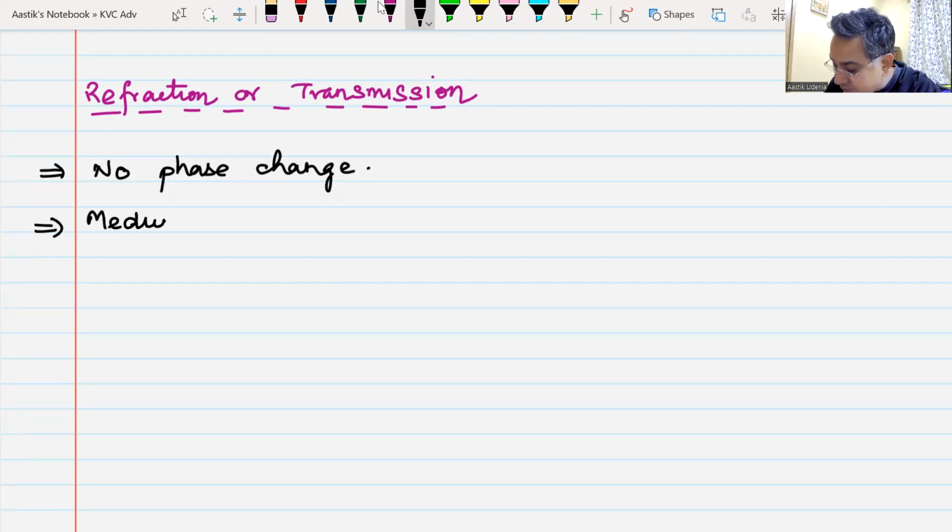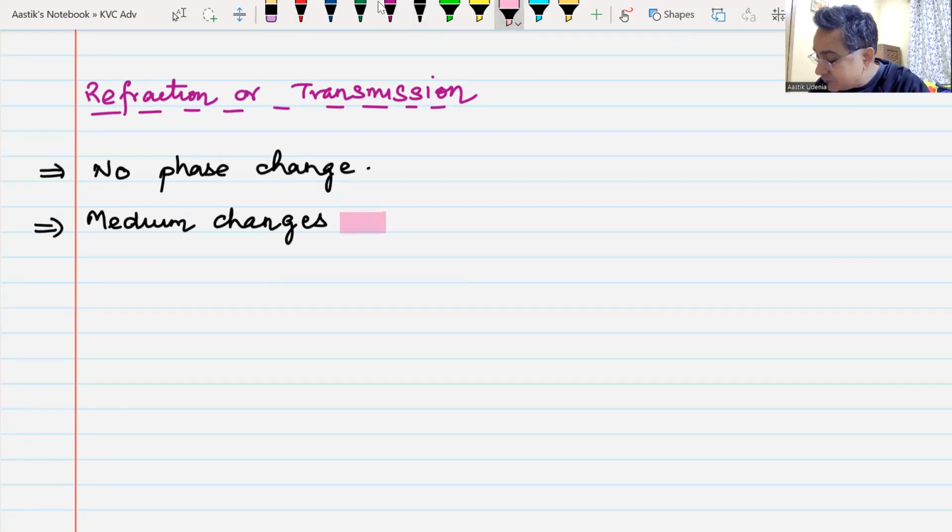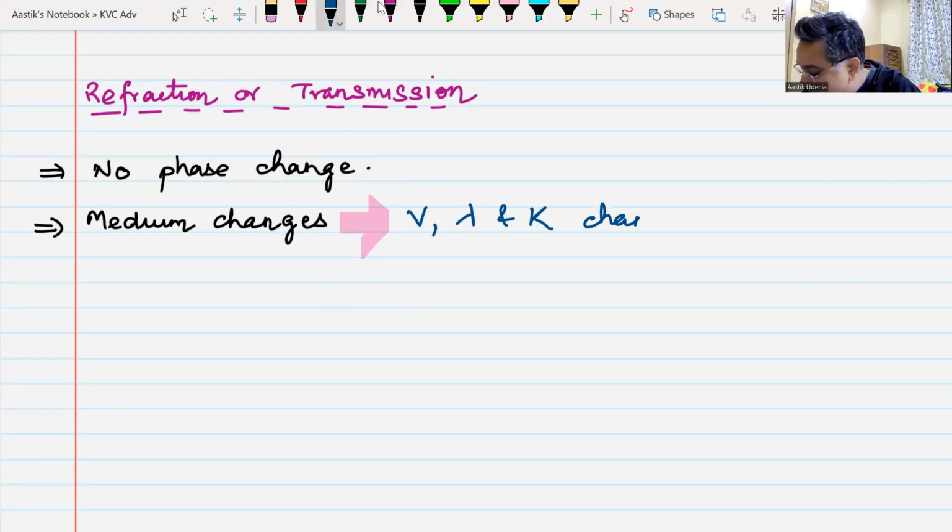But the medium changes. That implies the things which are related to the medium will change. What are the things that are related to the medium? V, velocity, lambda, and k. K is 2 pi by lambda. These three things will change.